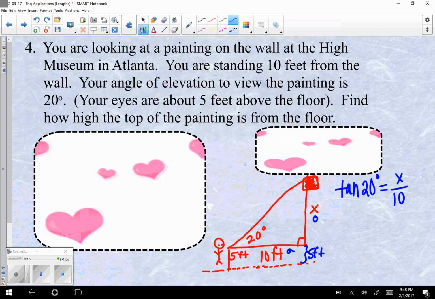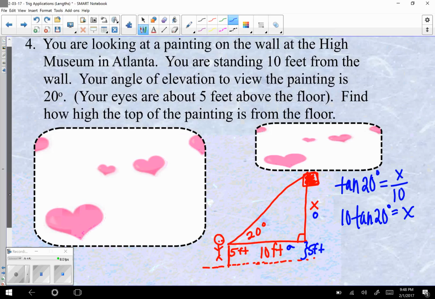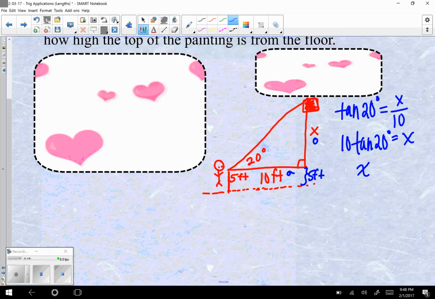Okay. That would give me 10 times tangent of 20 degrees equals x. And you can plug that straight into your calculator. So when you plug that in, you end up getting that x is approximately 3.64. That's only the distance from eyesight to the picture.